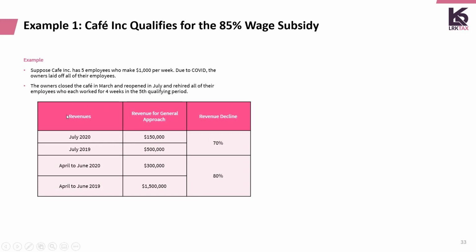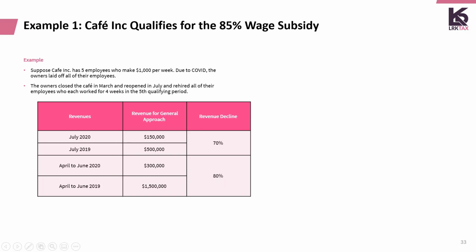So you'll see the revenues here. July 2020, $150,000. July 2019, $500,000. And you'll see a revenue decline of 70% for this particular month. For the 3 months preceding July, April to June, their total revenues were $300,000, or $100,000 per month. And for the same 3 months in 2019, it was $1.5 million, or an average of $500,000 per month, for a revenue decline of 80%.